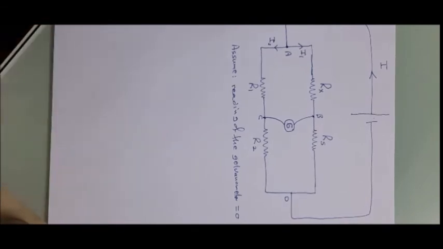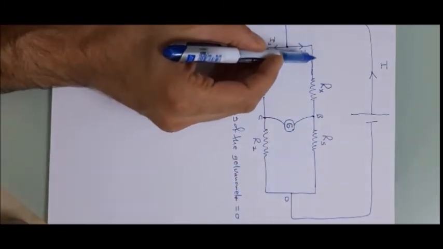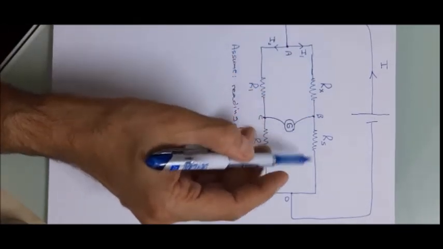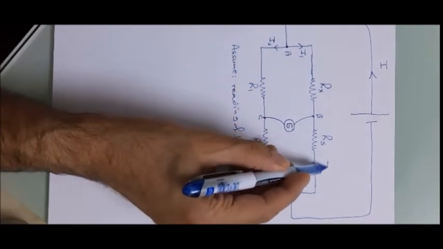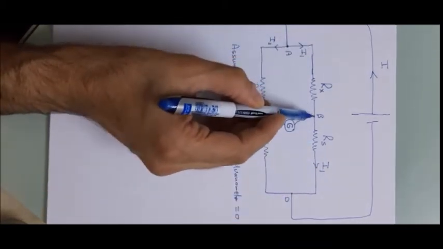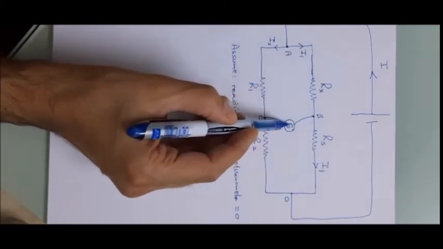So the current I1 after passing through the resistance Rx will pass entirely through Rs. So this is I1 itself. So I1 will pass completely through Rs. No part will go through the galvanometer.